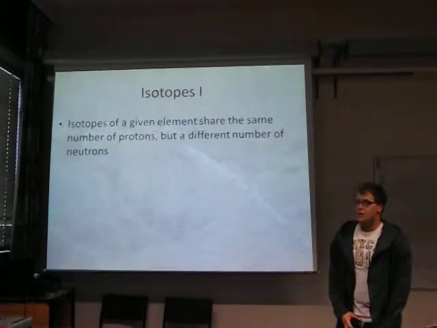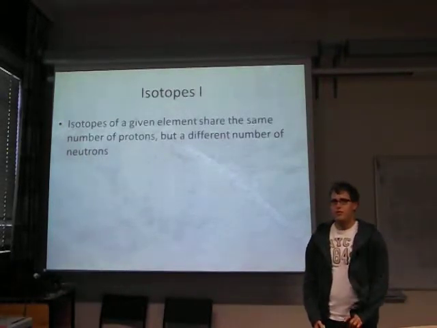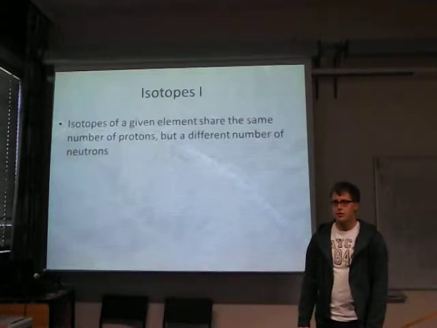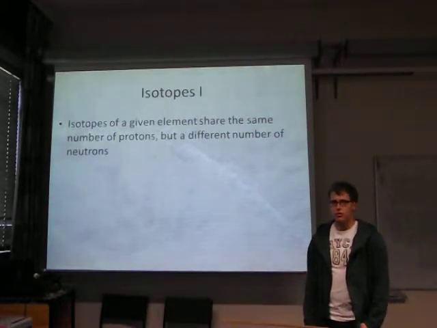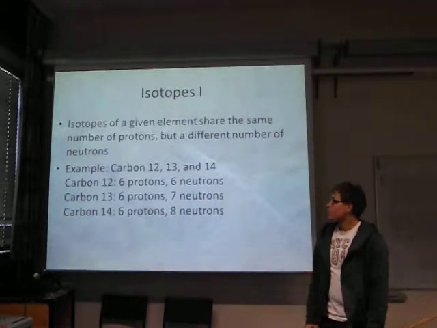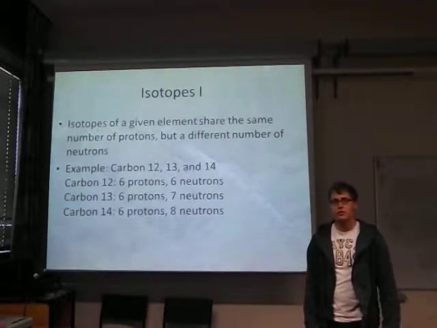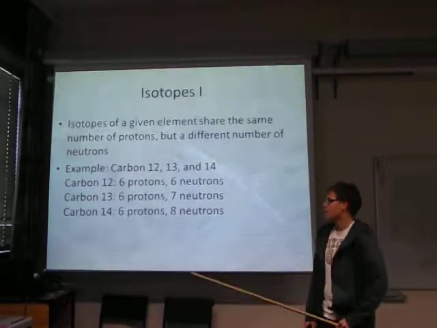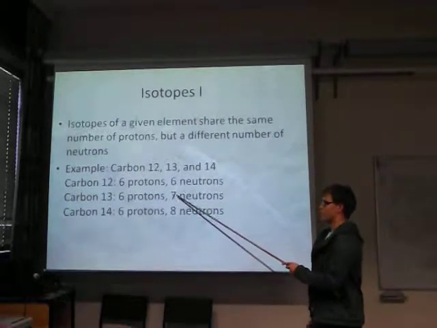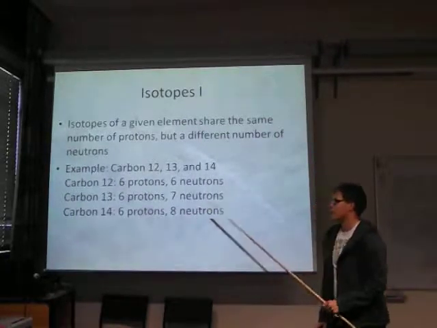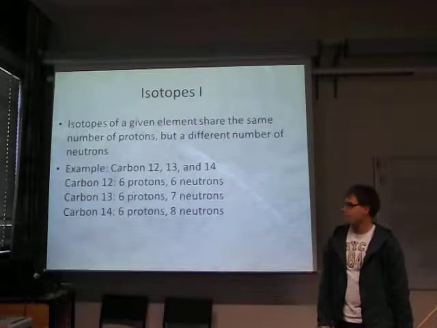isotopes of a given element share the same number of protons but a different number of neutrons. So there's no charge deficit or positive. For example, carbon 12, 13 and 14. Carbon 12 has 6 protons, 6 neutrons. Carbon 13 has 6 protons, 7 neutrons, and carbon 14, 6 protons and 8 neutrons. So the only change is the neutrons.